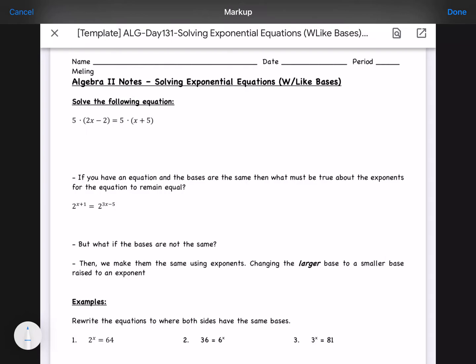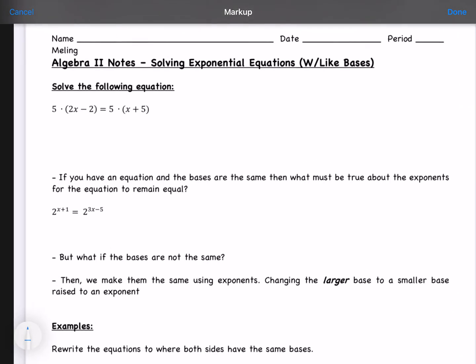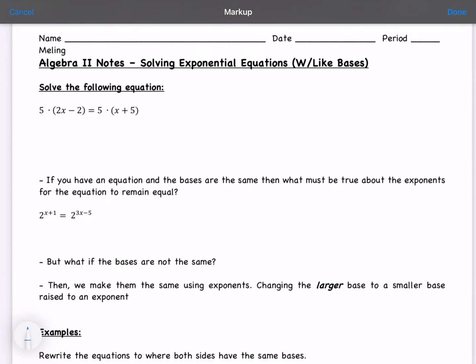Today we're going to learn how to solve exponential equations where they have like bases. So to start off with, I just want us to look at a question that is not exponentials, but is going to kind of tell us how we do that. So we have 5 times (2x minus 2) equals 5 times (x plus 5). When we would solve this, what would we do?